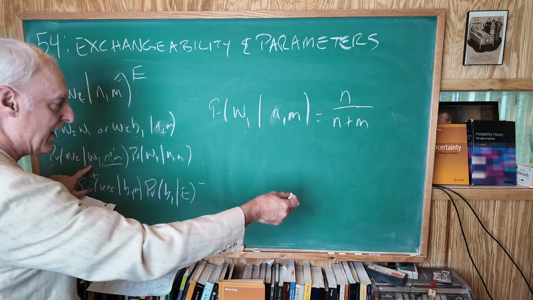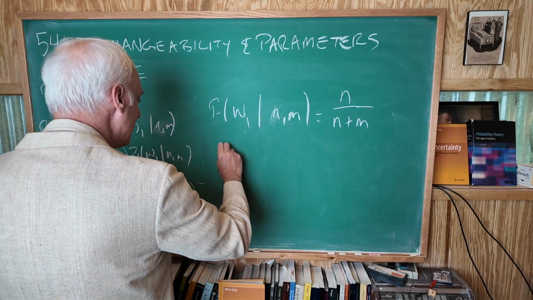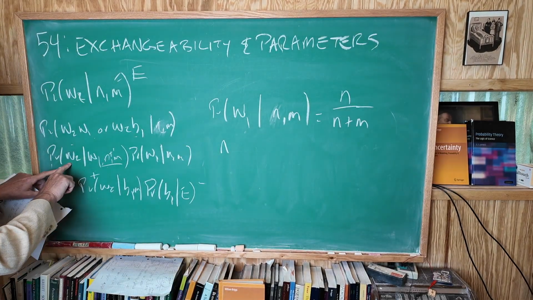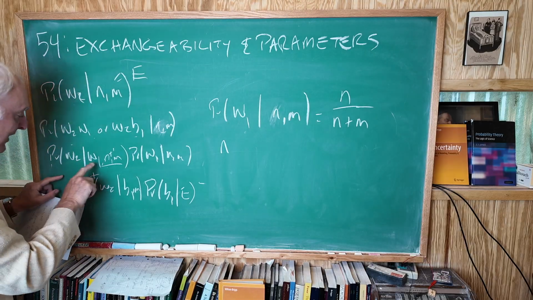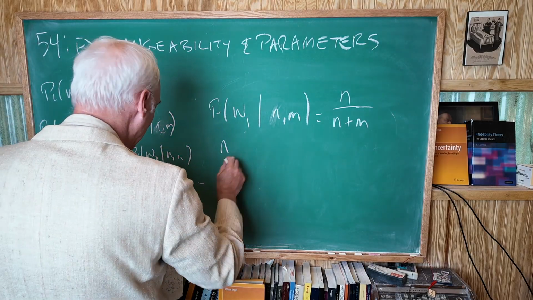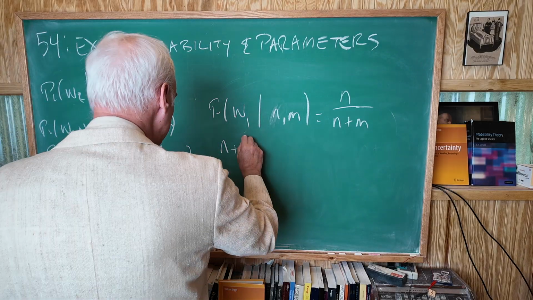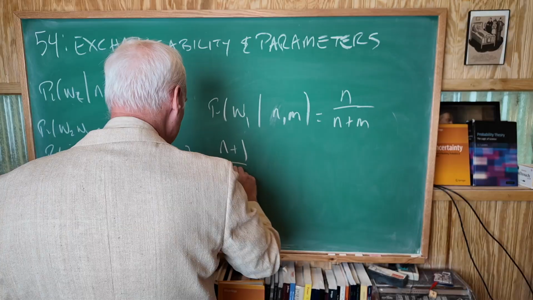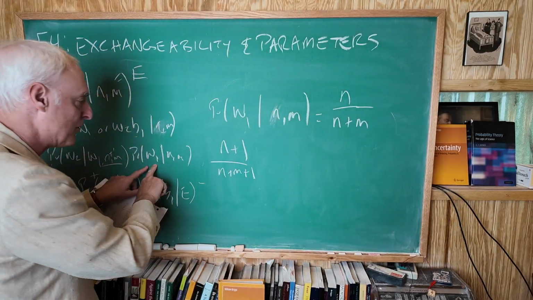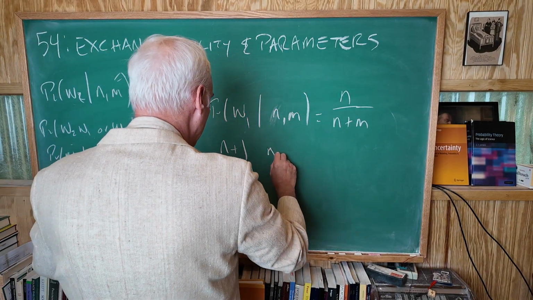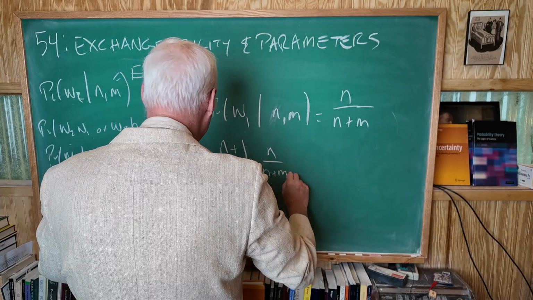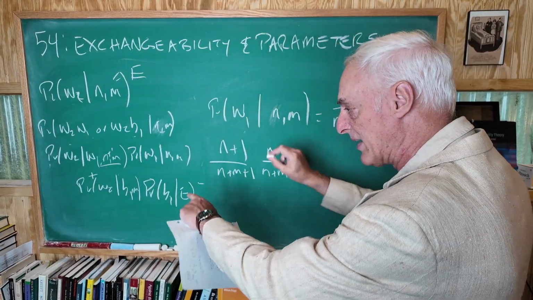This is what I just erased. This particular probability, the probability of a white on the second given a white on the first, is n plus 1 over n plus m plus 1. The probability of a white on the first we did up there is n over n plus m. Okay, now we can add these probabilities.